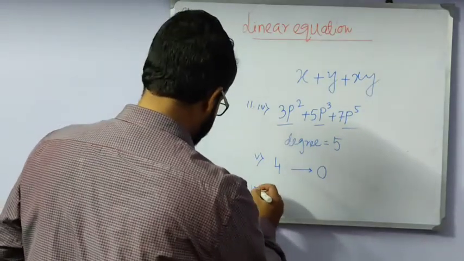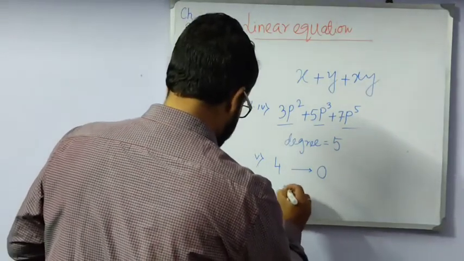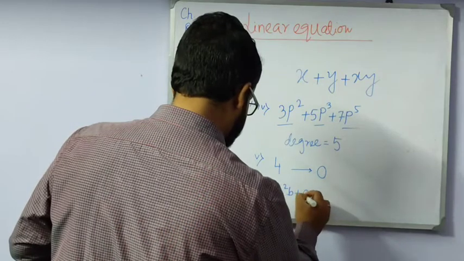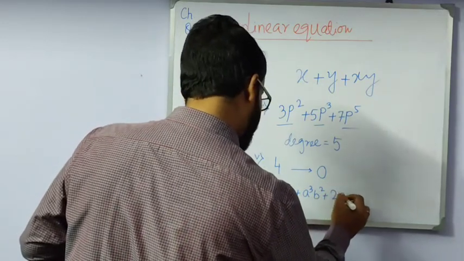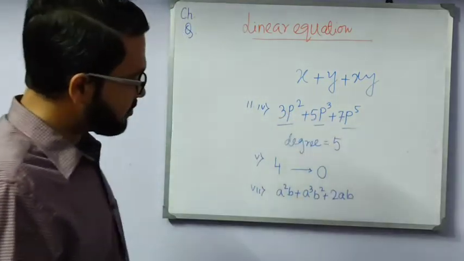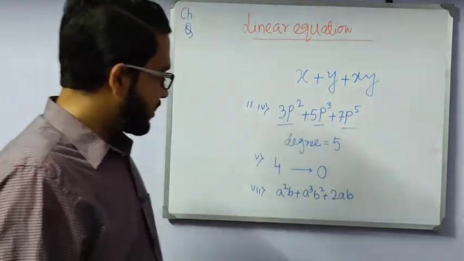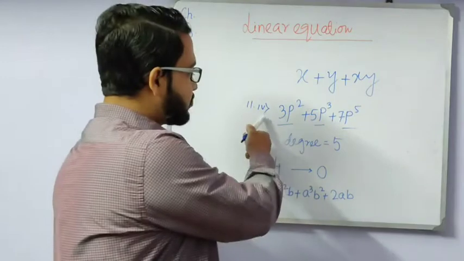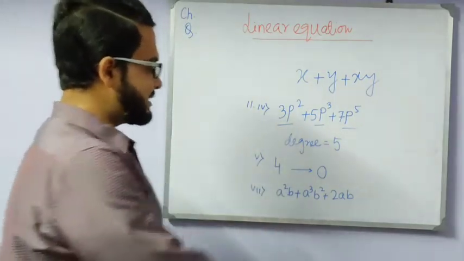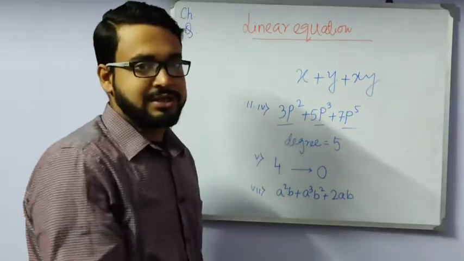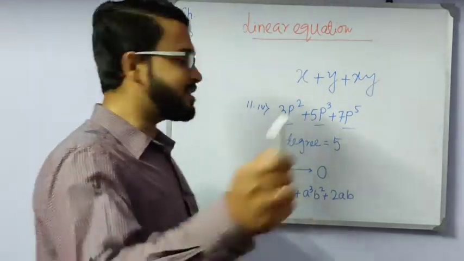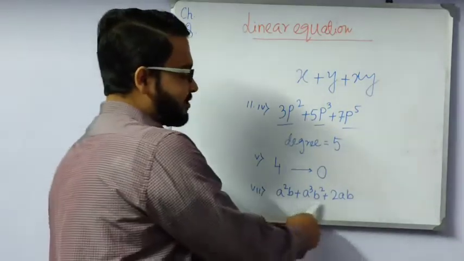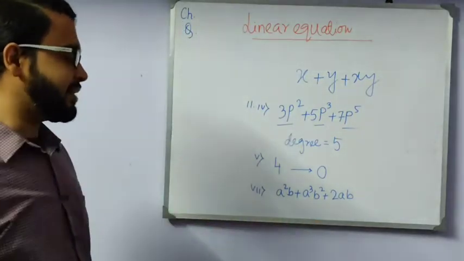The next one, question number 7. a square b plus a cube b square plus 2ab. In this equation, what is the degree? So after doing these two, we can easily say the degree of this equation is 3, but that is wrong. This is the trick. This equation doesn't have the degree 3.